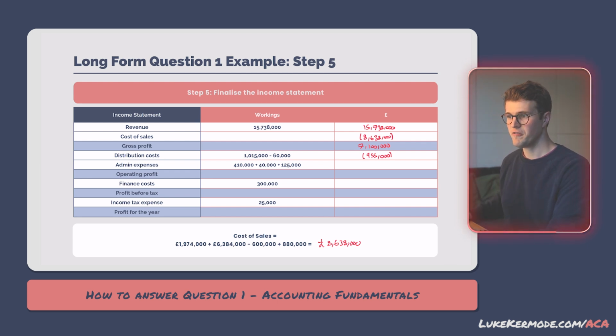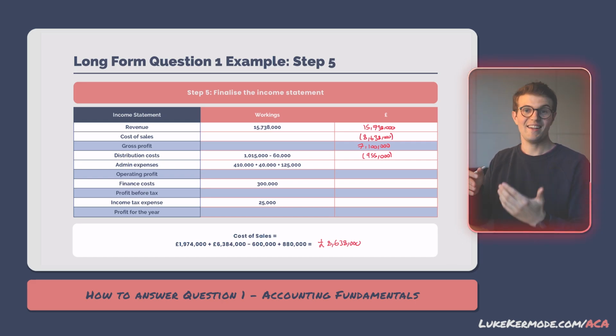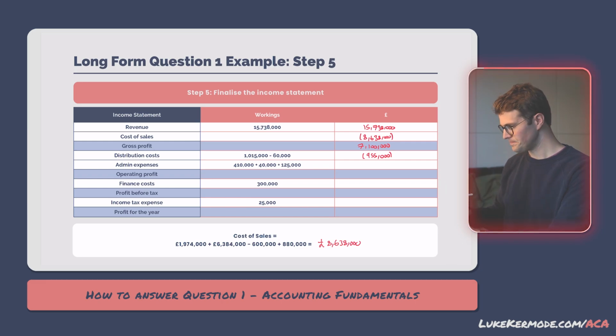Let's move on to administrative expenses. We're combining the original admin expense from the trial balance of 410,000. We're adding the £40,000 provision, and we're also adding the £125,000 worth of depreciation, which gives us 575,000. We have an operating profit, which equals gross profit less expenses of 5,570,000.